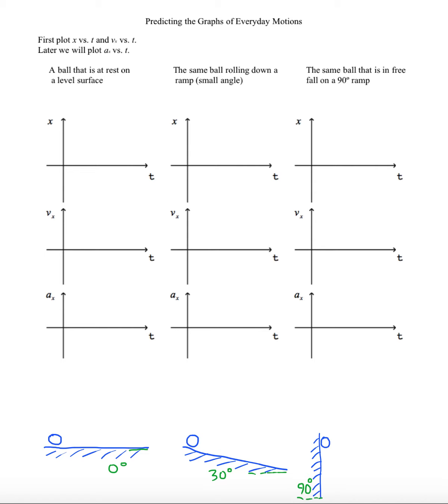Now we also want to show what our x-axis is, because that's going to be important in our motion graphs. So let's go ahead and define that. Like I did in my previous video, I'm going to let the x-axis be aligned with the surface of the ramp. That's common for these types of problems. And I'll let the positive x direction be down the ramp in all cases.